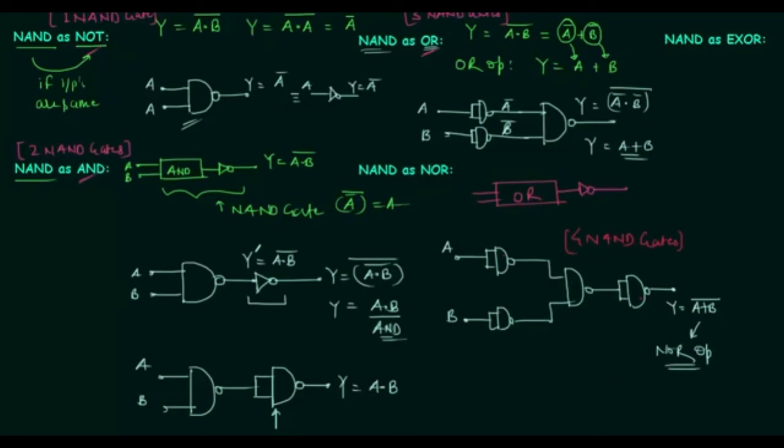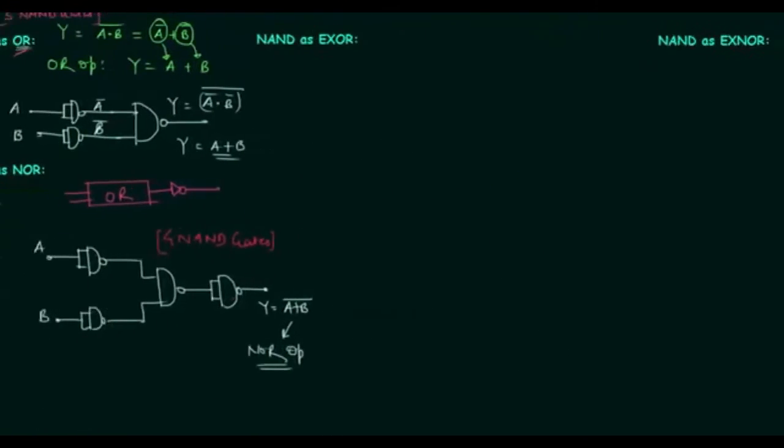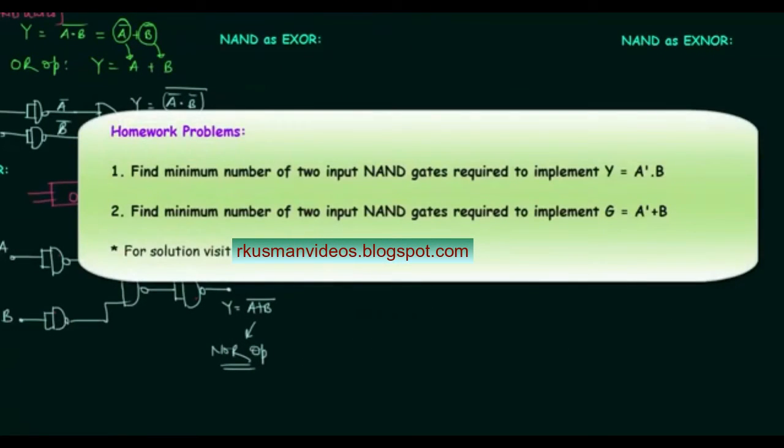Now we will implement the XOR gate by using the NAND gate. I think we are pushing the time, so we will implement XOR and XNOR gates in the next lecture.